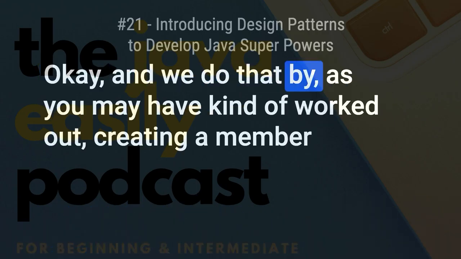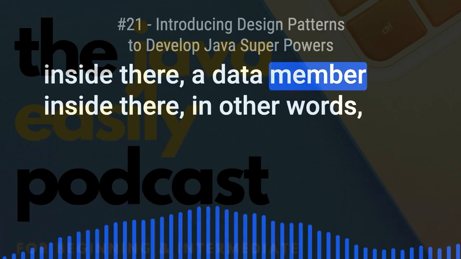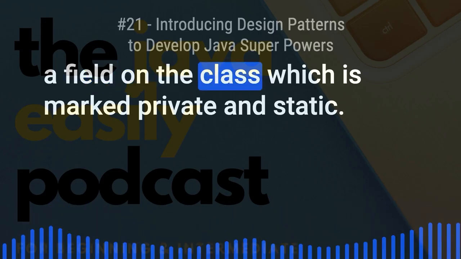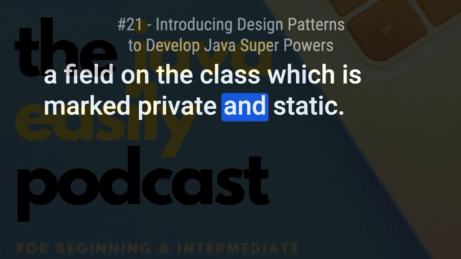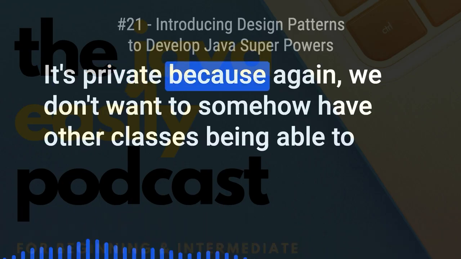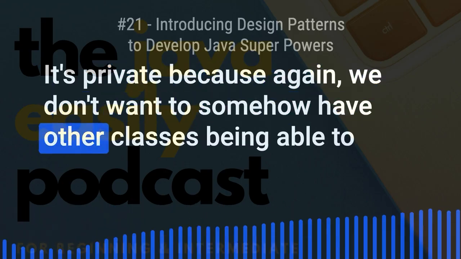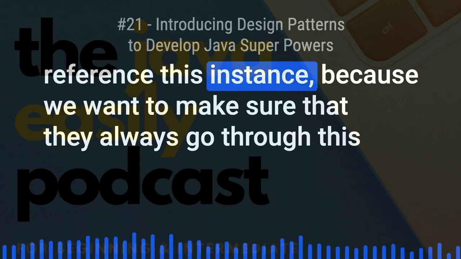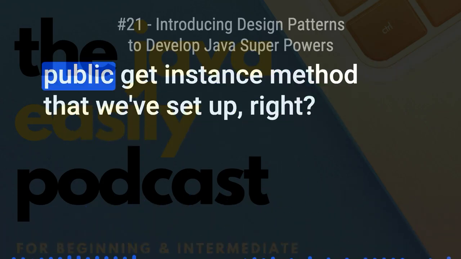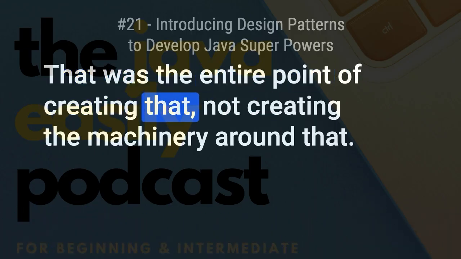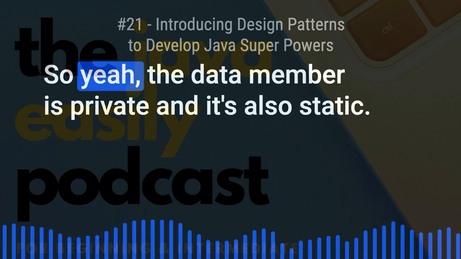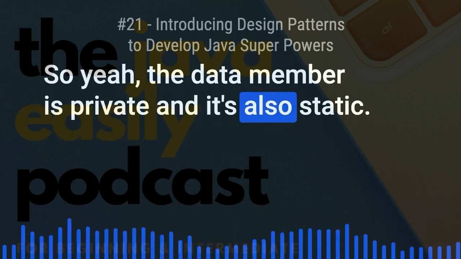And we do that by, as you may have worked out, creating a data member inside there, in other words, a field on the class, which is marked private and static. It's private because, again, we don't want other classes being able to reference this instance, because we want to make sure that they always go through this public getInstance method that we've set up, right? That was the entire point of creating the machinery around that. So yeah, the data member is private and it's also static.